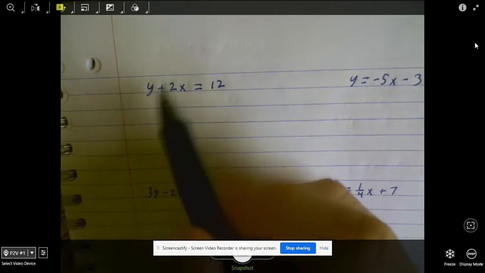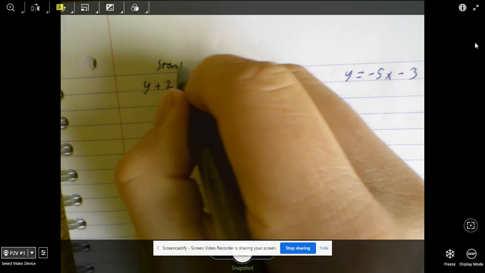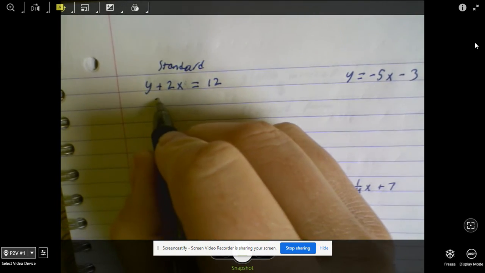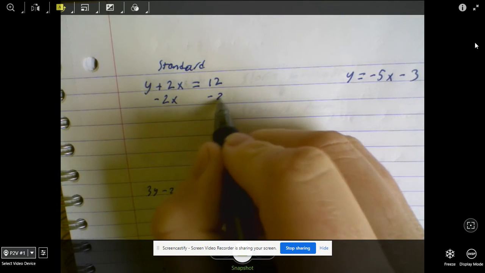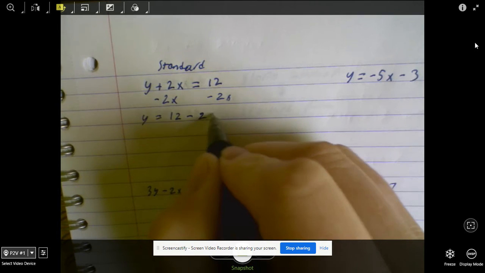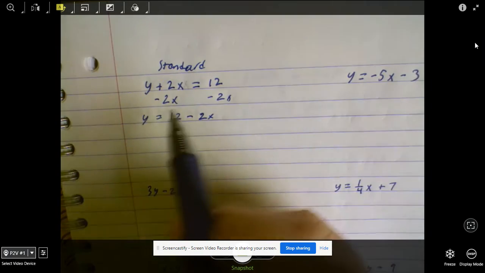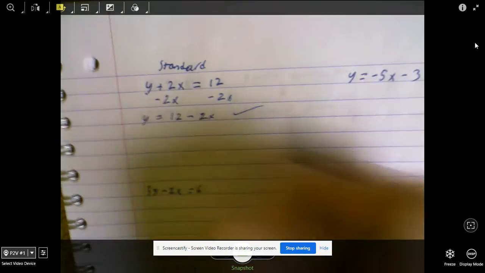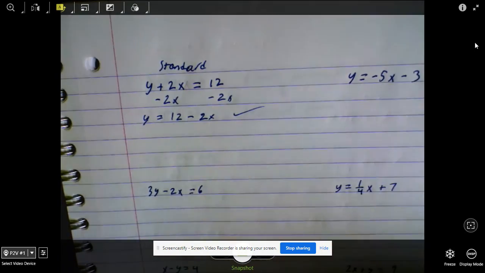So we have our stuff in standard, and now we need a slope. So what I'm going to do is subtract 2x. I'm going to subtract 2x. Since the like terms are not the same, we see there are three separate terms, y, 12, and negative 2x. We just leave it as that.